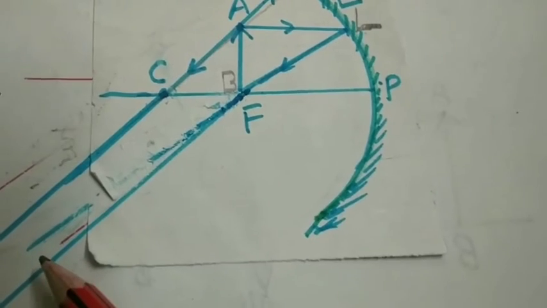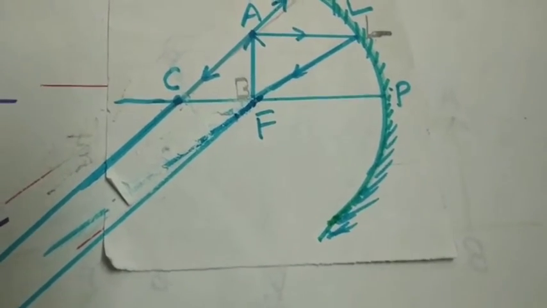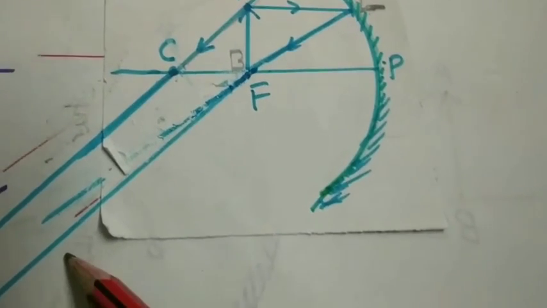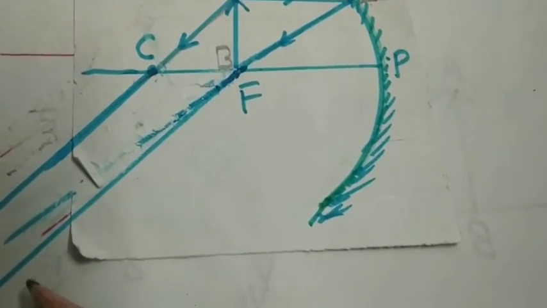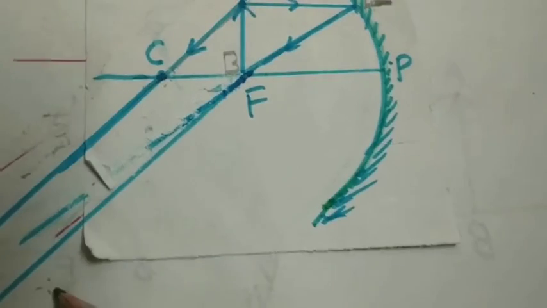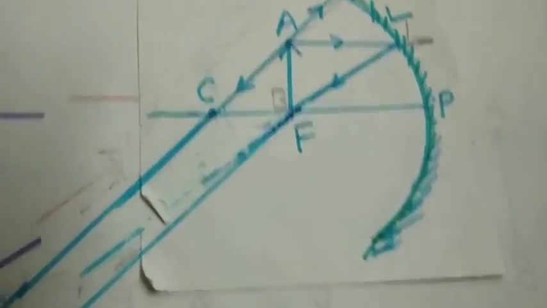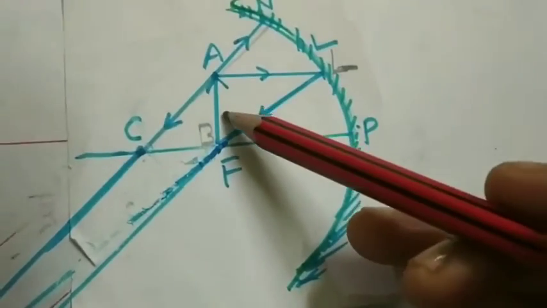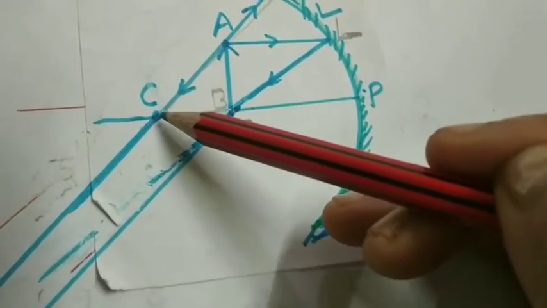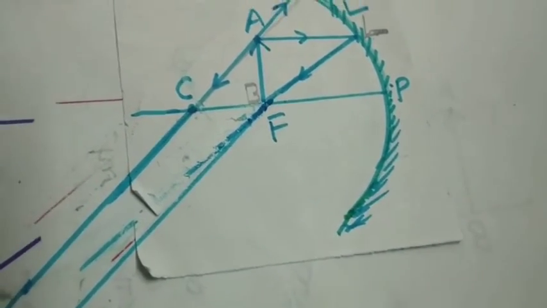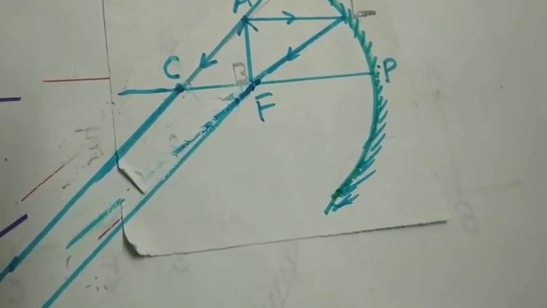And do parallel lines join at any place? No, they will never meet, but we can suppose that they will meet at infinity. We don't know that distance, where they will meet, so we will say that they will meet at infinity. So the place where both reflected rays meet will be the position of the image.